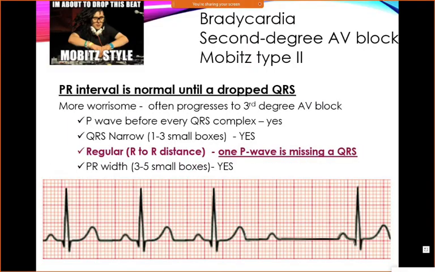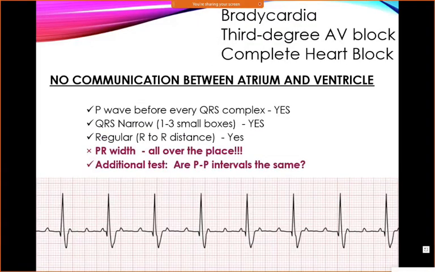But this one worries us because we're like, whoa, that PR interval didn't prolong. It's just like randomly dropping. That one's more worrisome. So they kind of go in degree of worrisomeness. And then third degree is very worrisome. The problem with this one is basically there's no communication between the AV. They also call this AV disassociation as a rhythm because the P waves are doing whatever they please. The QRS are doing whatever they please. They're not talking to each other. So the line of communication has been cut.